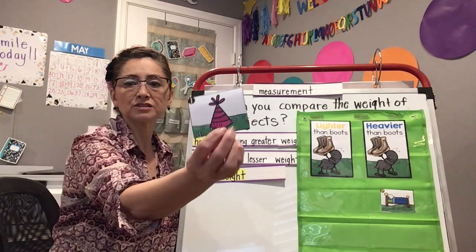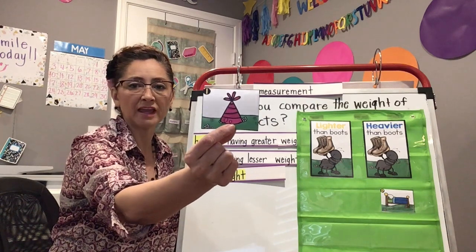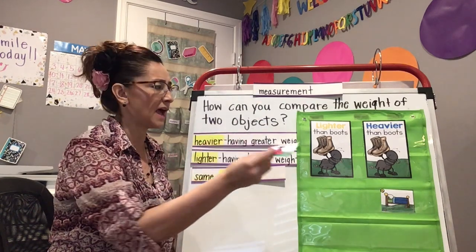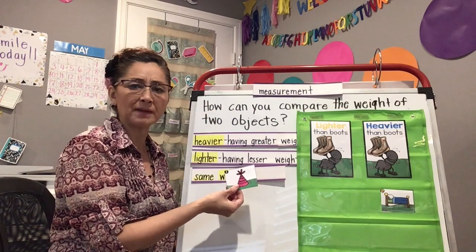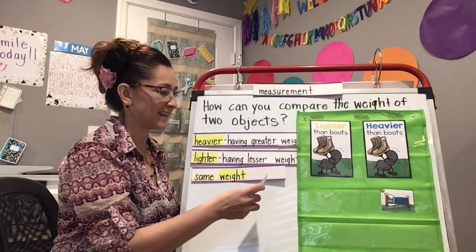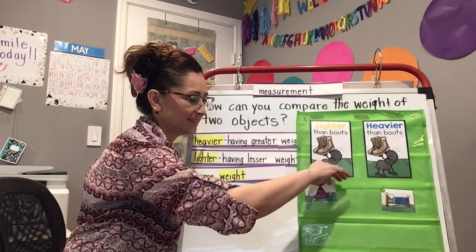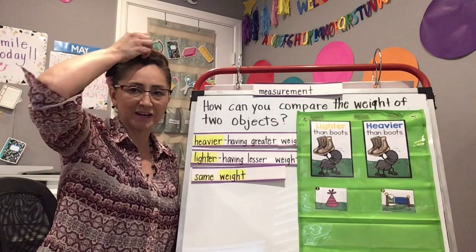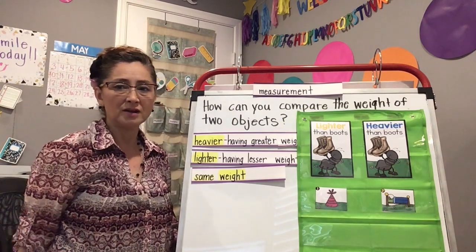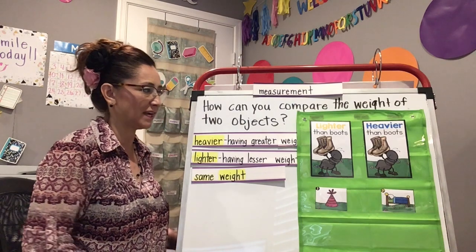Okay, now let's take a look at another picture. How about this picture? Do you know this picture? Yes, that's right. That's a birthday hat. Would the birthday hat be lighter than my boots or heavier than my boots? That's right, lighter. And how do you know that? That's right, because you could put it on your head and walk around, and you can't put the boots on your head and walk around. That would be a little difficult, right?